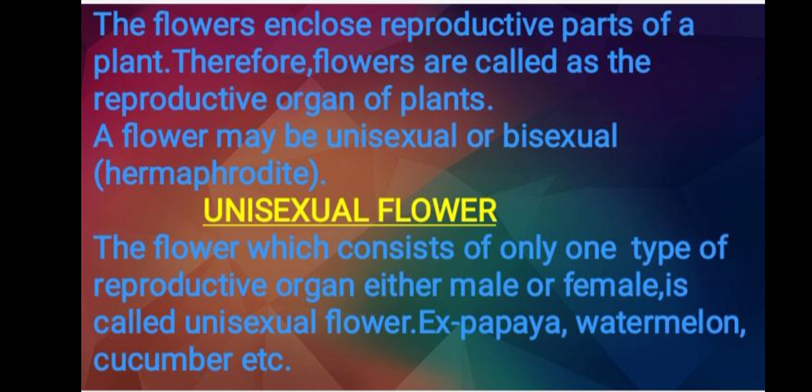Let's see about unisexual flower. The flower which consists of only one type of reproductive organ, either male or female, is called a unisexual flower. Examples: papaya, watermelon, cucumber, etc.